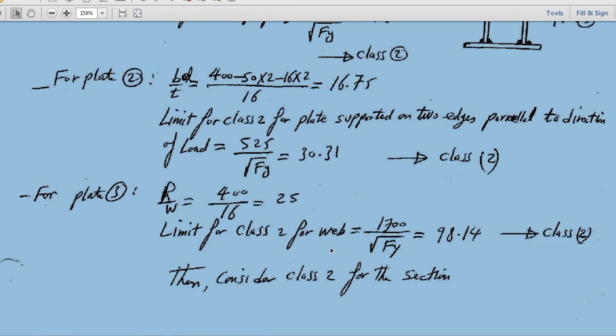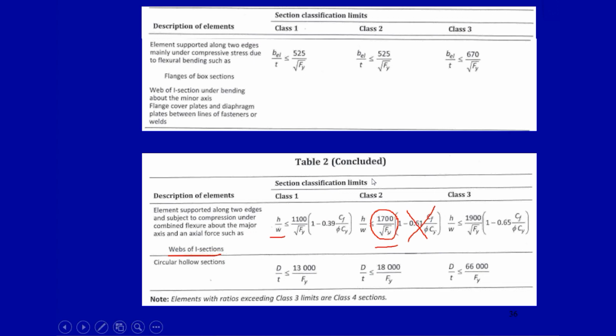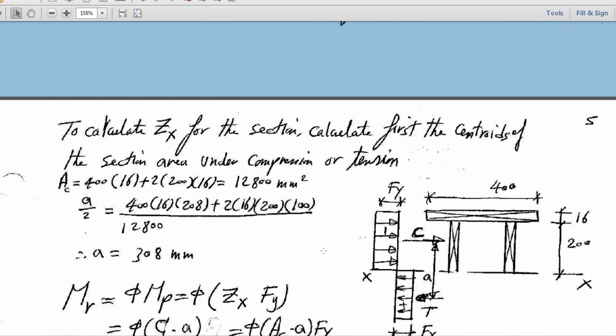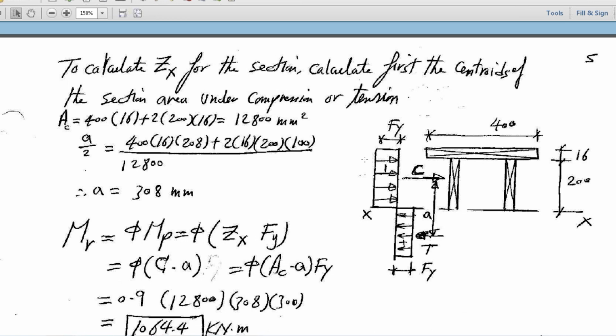But before we proceed, where did I get the 1700 over root of Fy as the limit for class 2 for the web? I go to that table, table 2. You find here that for class 2 for the web of an I-beam, I use h over w 1700 over root of Fy, and for class 3 it's 1900 over root of Fy. Since the whole section is class 2, the stress distribution should meet the criteria for class 2. How? You have a rectangular stress block in compression and the other one in tension, as you see.